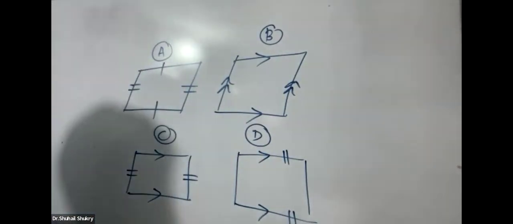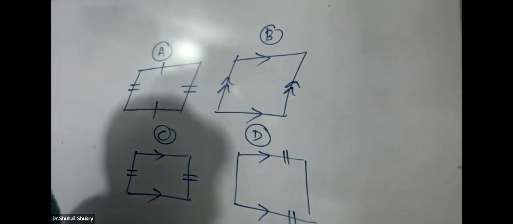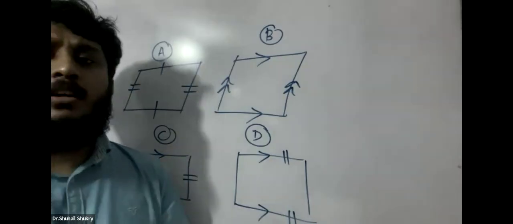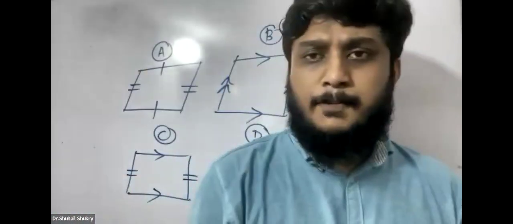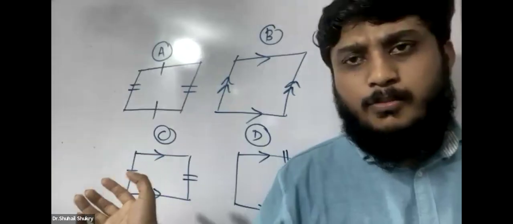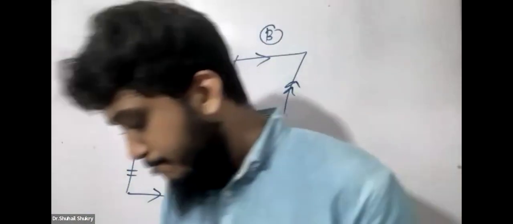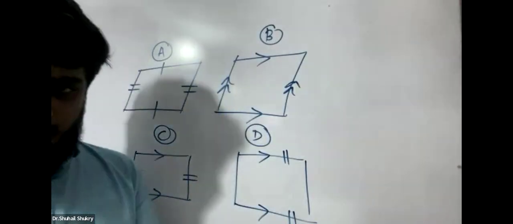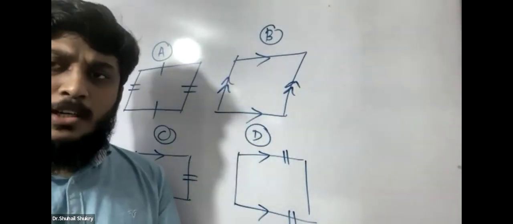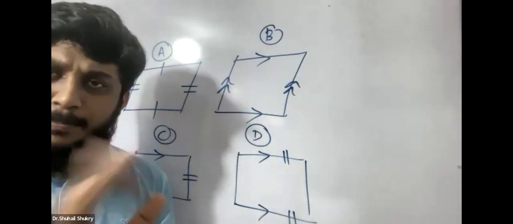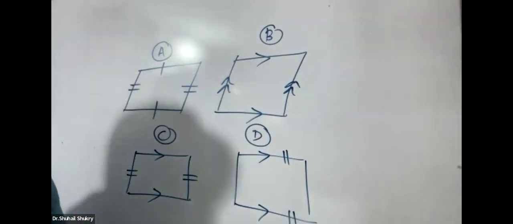Right. Now, you guys have to select the parallelograms from these figures. You can type the answers. Out of A, B, C, D, what are considered as parallelograms? I will give a minute. Carefully think. Don't type one by one. Whatever the answers you got, type everything together and tell me.